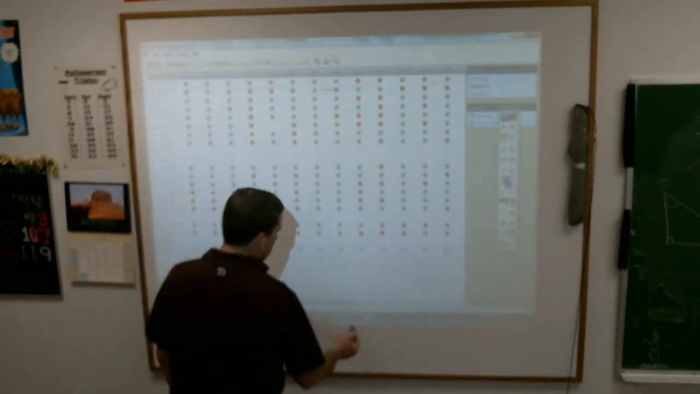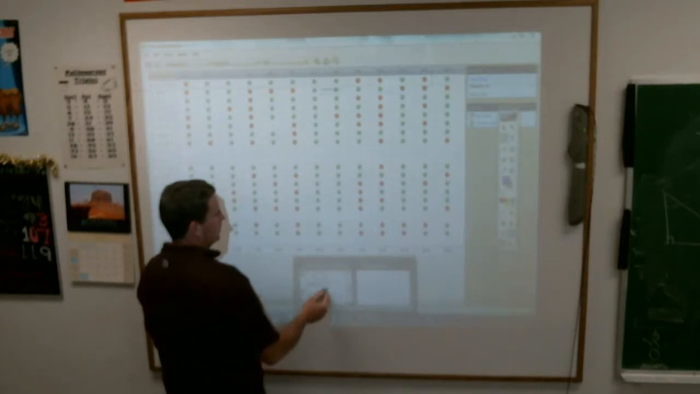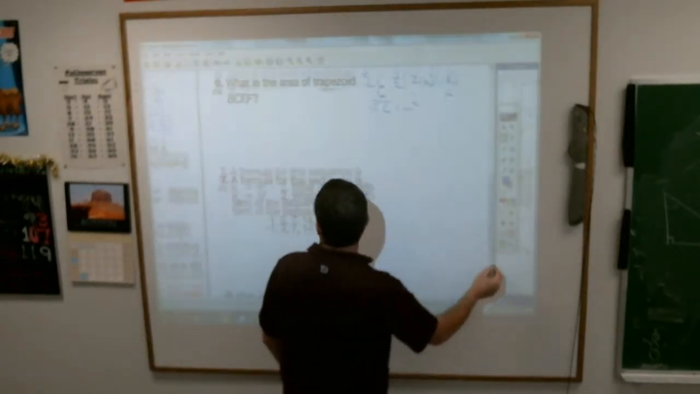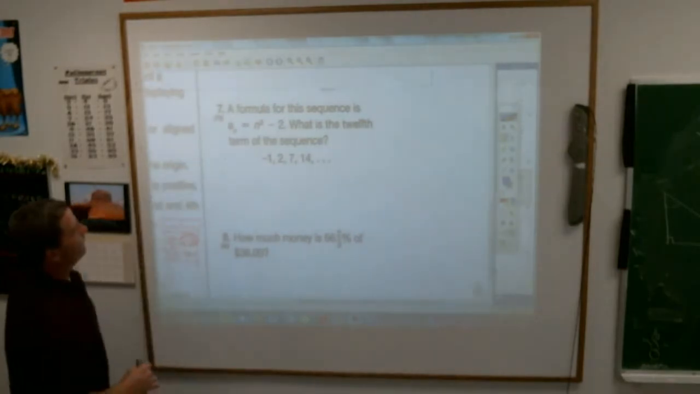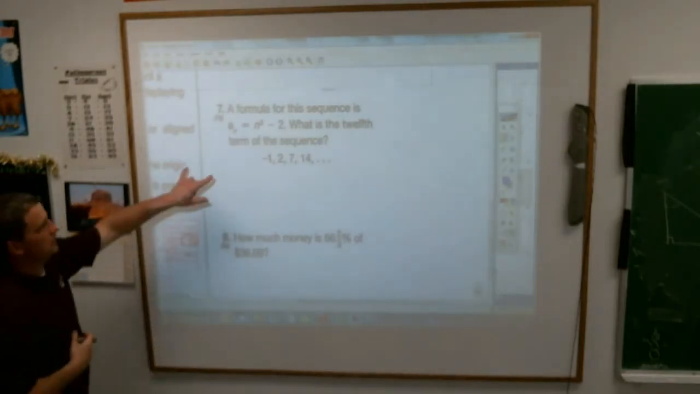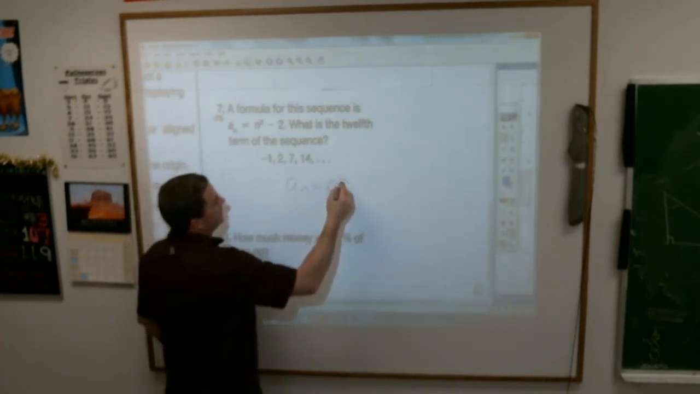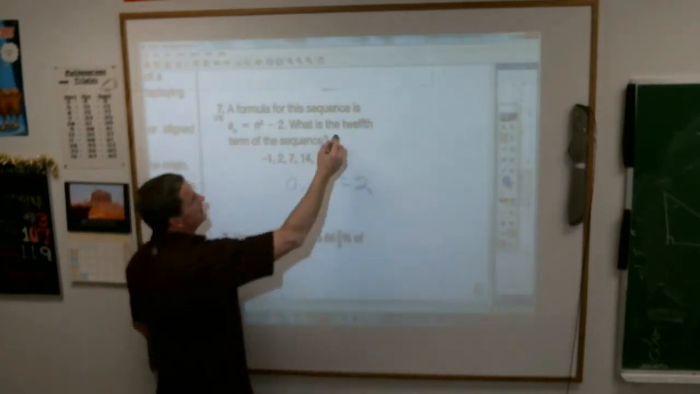Problem 1 and 19. Moving on, number 7. The formula for the sequence is N squared minus 2. They told you the formula. What is the 12th?